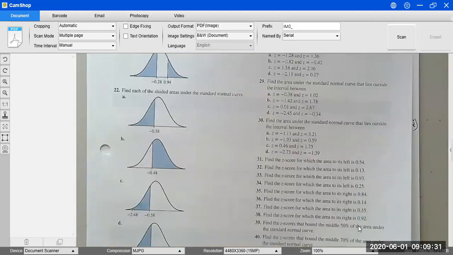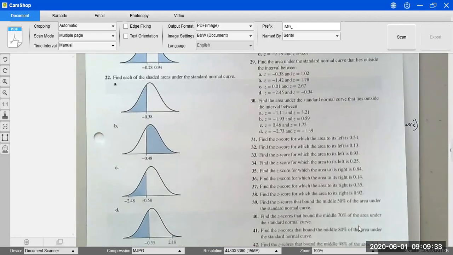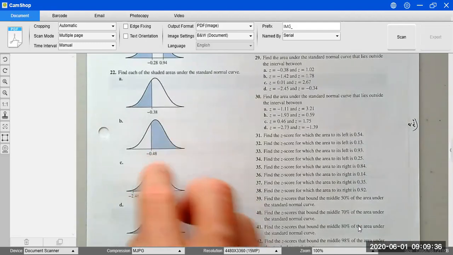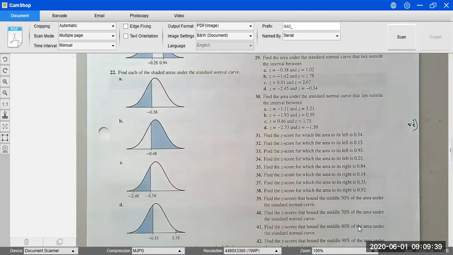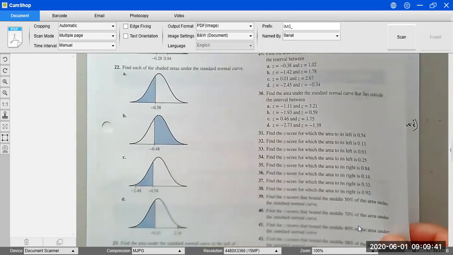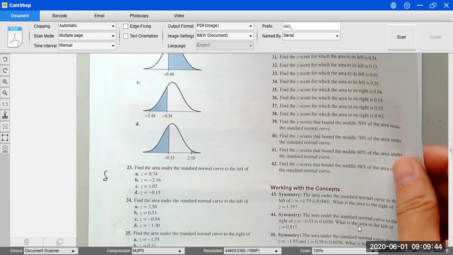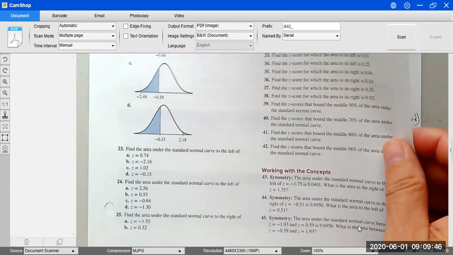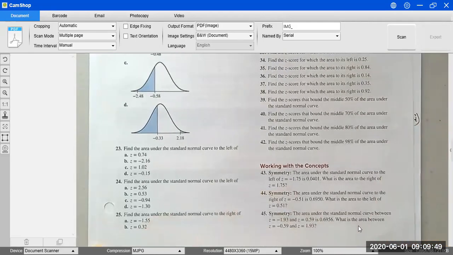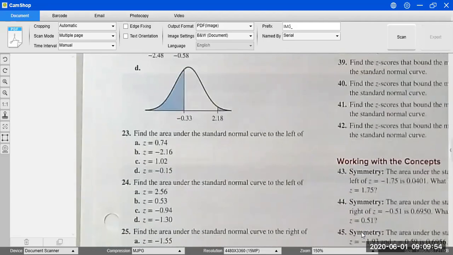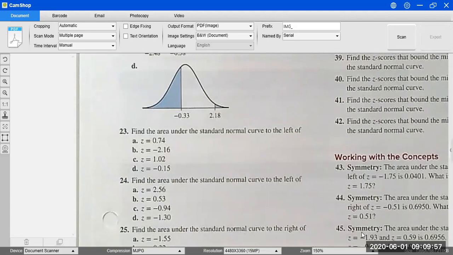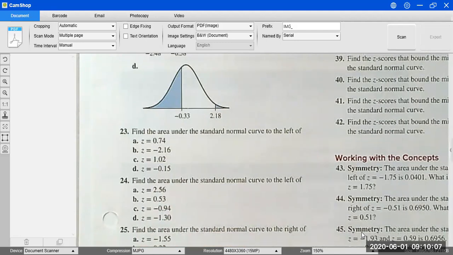There are a lot of problems here that you can use to practice, because you are given curves and you're given the values of z, and you find the areas indicated here. But the problems I'm giving you are the following. 24 is here. You're going to find the area under the standard normal curve to the left of, and you're given 4 values. So get the area to the left of those 4 values. These are 4 independent problems.